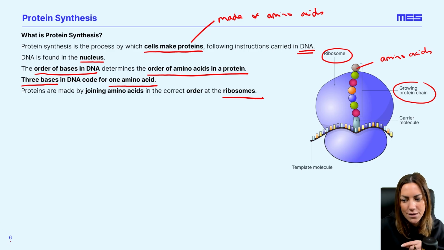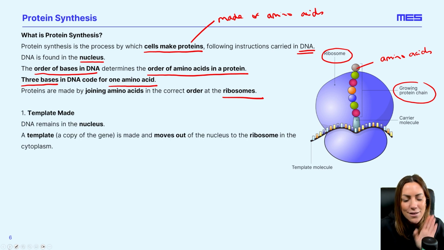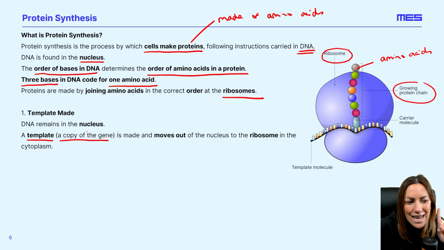So let's go through the process of protein synthesis, and this is much, much simpler at GCSE than it is at A level. So let's try and keep it simple. So DNA remains in the nucleus. It can't leave the nucleus. It's too big. There's too much of it. It stays in the nucleus, but that provides the genetic code. So what we have to do is make a template. We have to make a copy of the gene. By making a template, the template can move out of the nucleus and it can go to the ribosomes, which are in the cytoplasm.